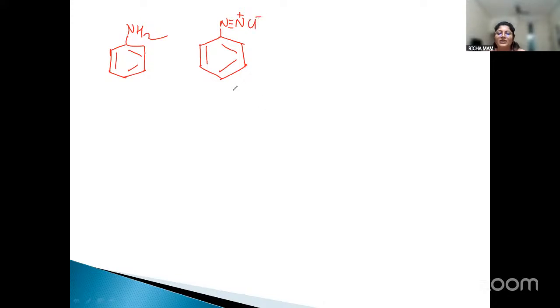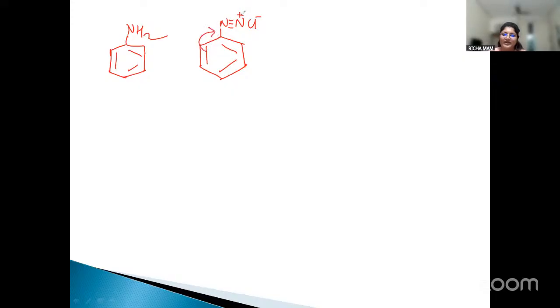So this arene diazonium salt is stable at low temperature, while aliphatic amines form highly unstable alkyl diazonium salts. The stability depends on the resonance structure.